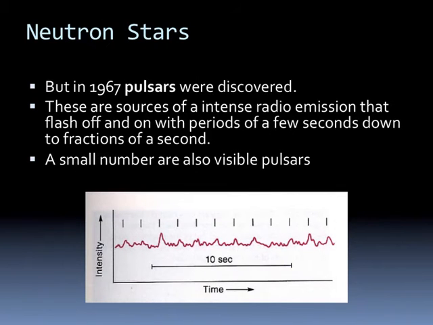However, in 1967, another stellar object called a pulsar was discovered. These are sources of intense radio emission that flash on and off with periods of a few seconds down to a few fractions of a second. A small number are also visible pulsars.